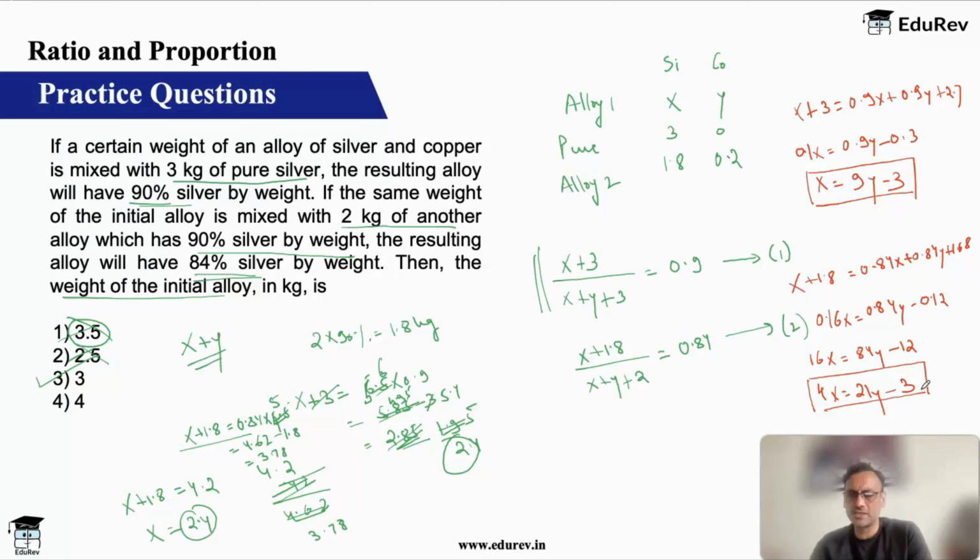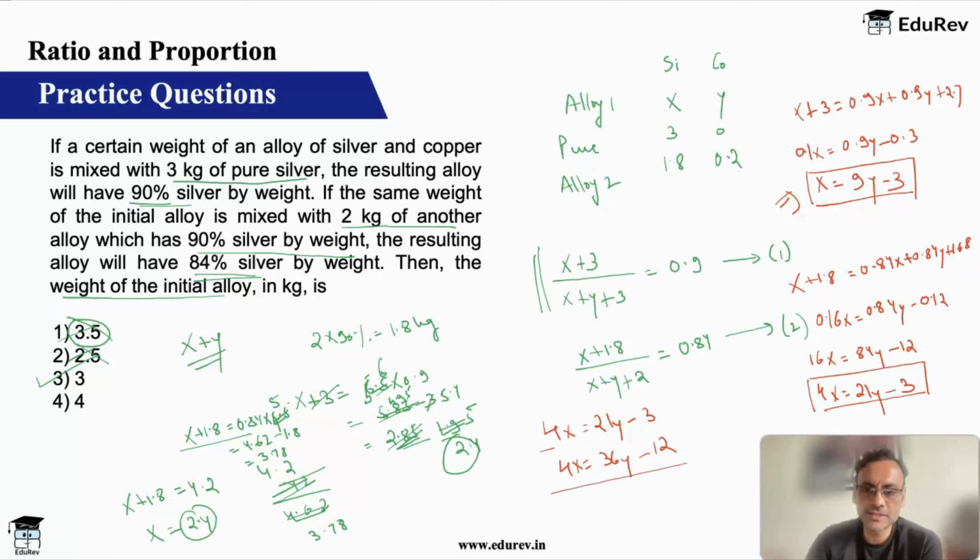You have 2 equations, x and y. Let's solve them. 4x is equal to 21y minus 3. Let's multiply the first equation by 4. You get 4x is equal to 36y minus 4 into 3, 12. Okay, subtracting, minus minus plus, 4x minus 4x is 0, equal to 15y minus 9, or 15y is equal to 9, or y is equal to 0.6.